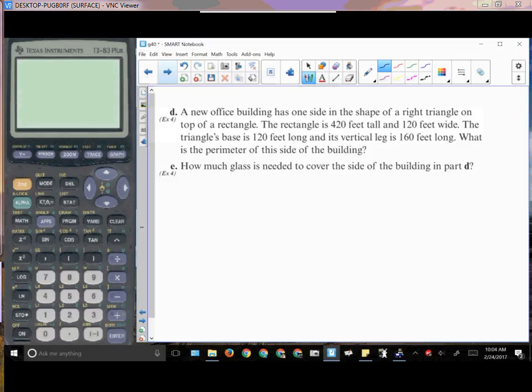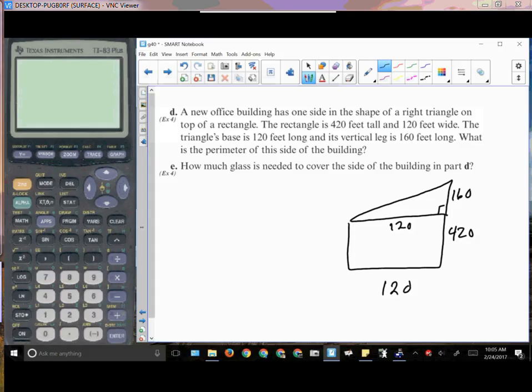Alrighty. So it says a new office building has one side in the shape of a right triangle on top of a rectangle. So they tell us how things should look. So we've got a rectangle and we've got a right triangle. Okay. Does that work? Like I said, your pictures don't have to be perfect. They just have to be a representation of what's going on. Now it says the rectangle is 420 feet tall. So that's 420. And 120 feet wide, 120. The triangle's base is 120, so we know that it's sitting on there the right way, and its vertical leg is 160.